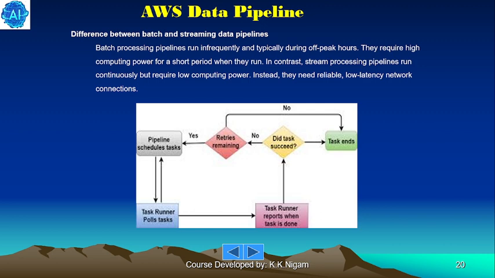Difference between batch and stream data pipelines. Batch processing pipelines run infrequently and typically during off-peak hours. They require high computing power for a short period when they run. In contrast, stream processing pipelines run continuously but require low computing power. Instead, they need reliable, low-latency network connections.